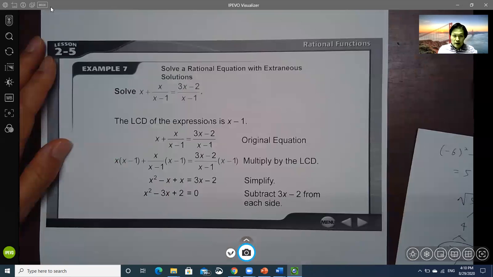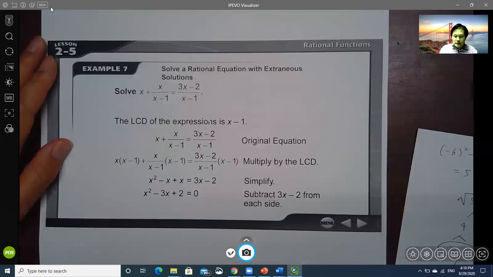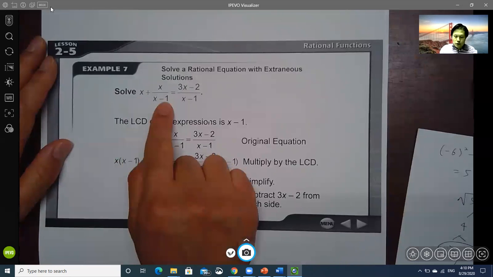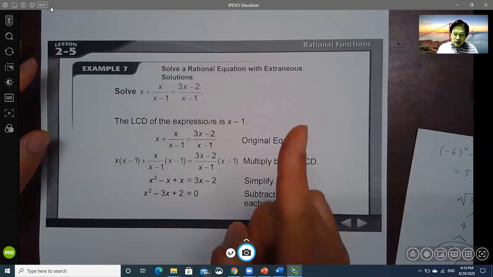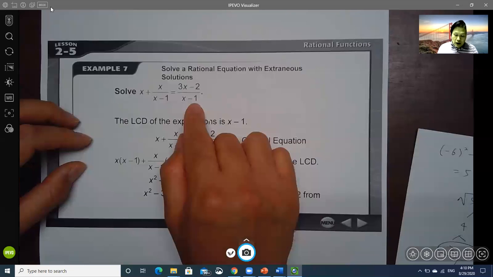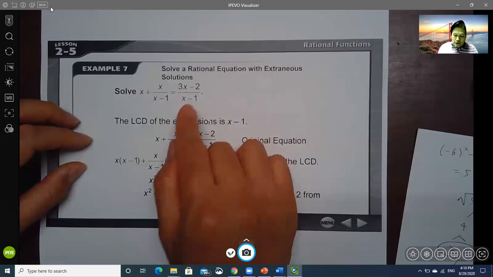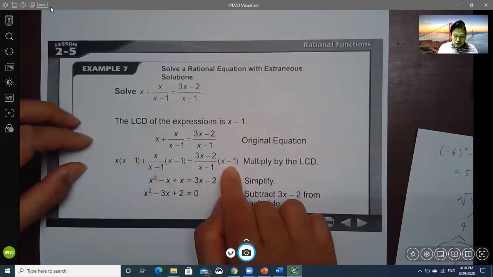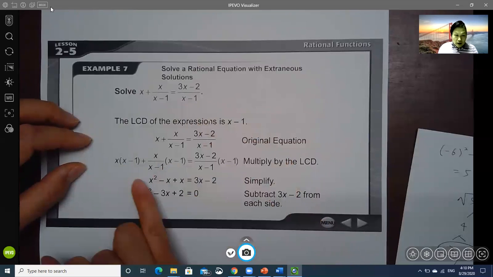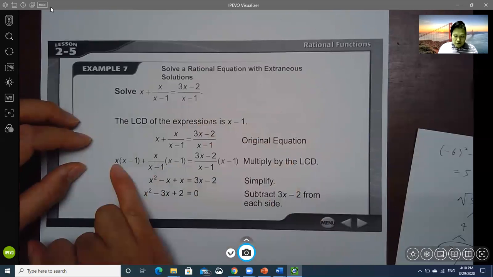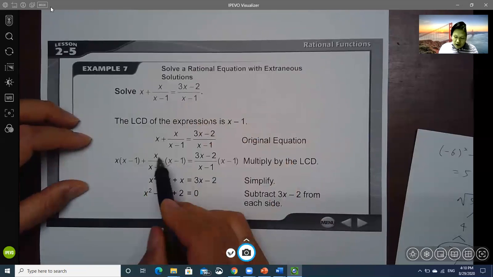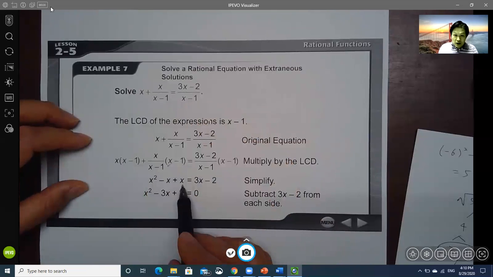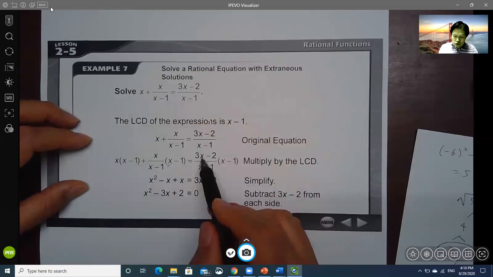Okay, exactly same. x plus x over x minus 1 equal to this. First thing you have to do is get rid of denominator by multiplying by denominator everywhere. Multiply by x minus 1, x minus 1, x minus 1. So x times x, x squared. x times minus 1, minus x. This numerator denominator cancels out, so you got plus x here. Numerator denominator cancels out, you got 3x minus 2.